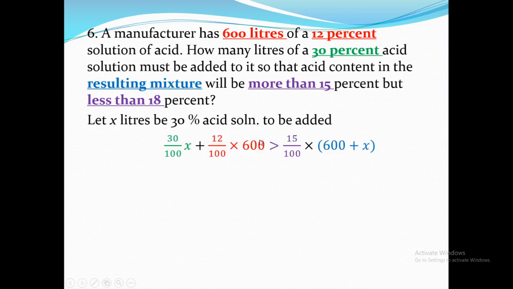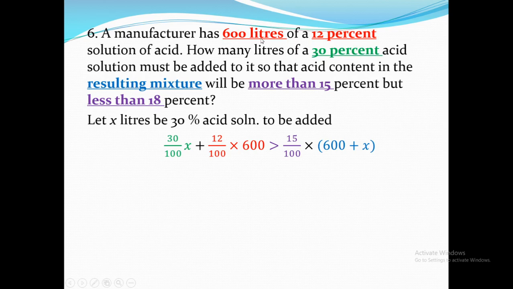The statement I will explain. Now see here, 30% of unknown, isn't it? That is x. So 30% of x. 30% means 30 by 100 into x. That should be added to what? 600 liters of 12%, isn't it? So 12% means what? 12 by 100 into 600. More than 15%. So greater than 15 by 100 into what is the resulting mixture?